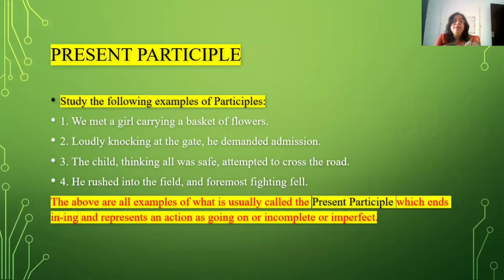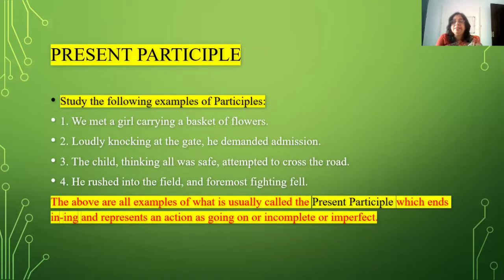We met a girl carrying a basket of flowers. Loudly knocking at the gate, he demanded admission. The child, thinking all was safe, attempted to cross the road. He rushed into the field and foremost fighting fell. All these sentences given above are examples of what is usually called the present participle, which ends in the ing form of the verb. And it represents an action as going on or incomplete or imperfect.